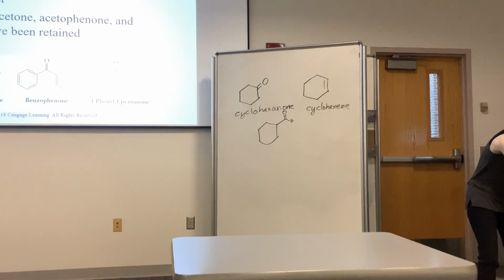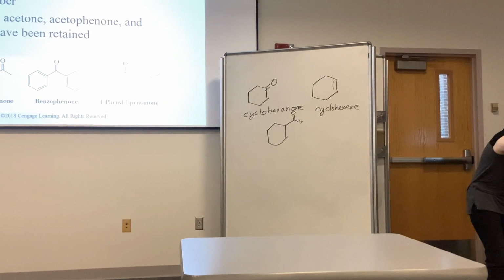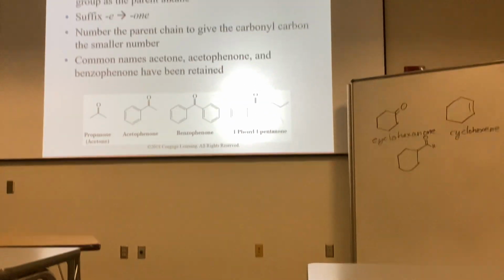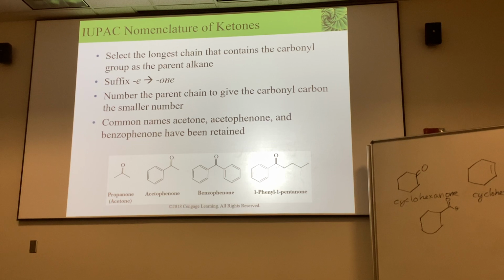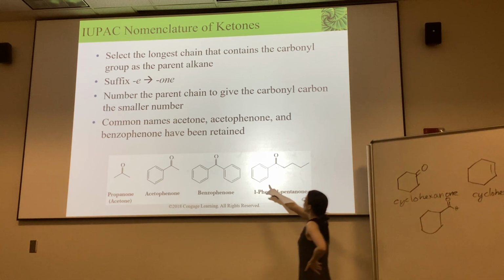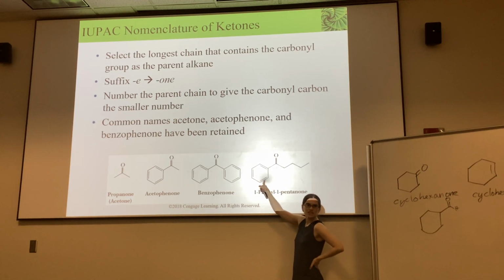Okay. Ketones, change the E to an -one. Put the number in there to tell me where it is, unless you've got a weird one, like acetophenone or benzophenone. Okay, that one needs a number, but 1-phenyl-1-pentanone. So in this case, we're not naming this as a benzene, we're saying this has a phenyl substituent group, right?